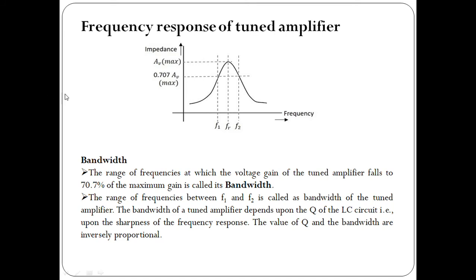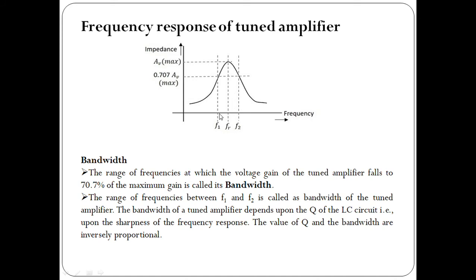Now let us look at the frequency response of a tuned amplifier circuit. The bandwidth of a tuned amplifier circuit is nothing but the range of frequencies over which the voltage gain of the tuned amplifier falls to 70.7% of its maximum gain.